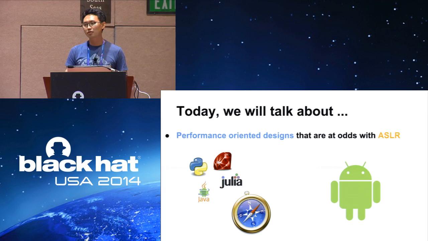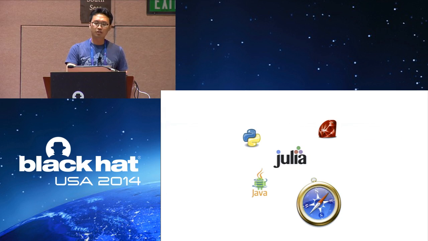In the first part, I'm going to talk about some script languages, how they implement hash tables, and how we can infer or read the key so that we can get the address. And the second part is about Android Zygote. So let me start with the first part.